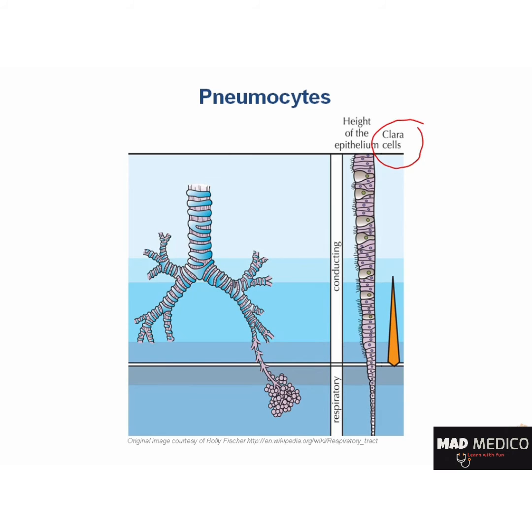Let's focus on the Clara cells column only. We see that the Clara cells are present only in the bronchioles and terminal bronchioles, but not in the alveoli. Think C for Clara and C for conducting zone, the area that these cells remain in.